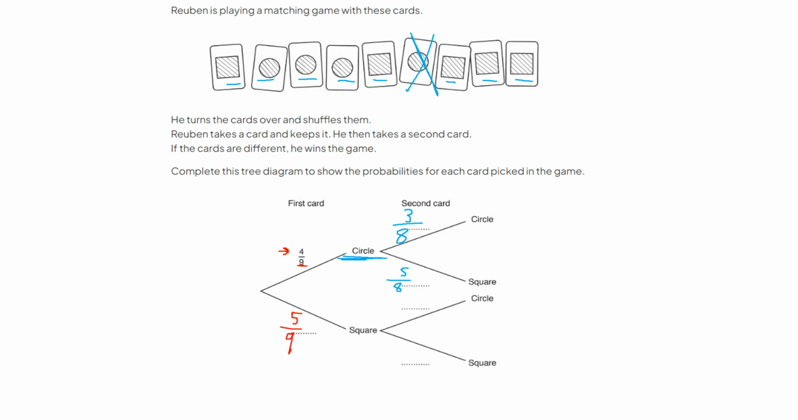And likewise, if we go on the other way, we take a square, we have to take away 1 square out of the equation, which means now there are 4 squares in total and 8 cards. And finally, there are still 4 circles because the circles haven't moved. So that is how we plot a tree diagram for combined probability.